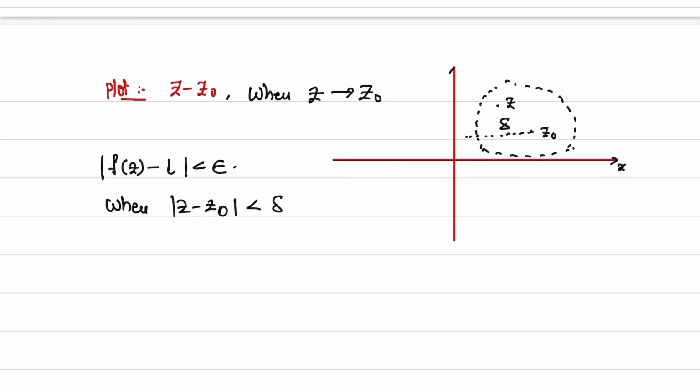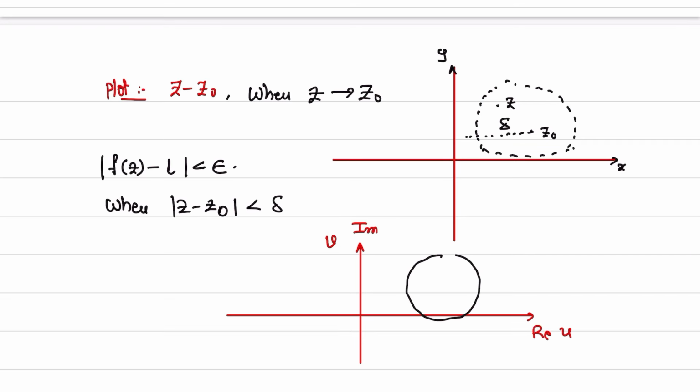This is the xy plane. Then it will be transformed to the UV plane. This is the transforming process I am explaining to you. This is real, this is imaginary, this is real U, and it will be transformed to like this. Somewhere here is function z corresponding to z, and z minus z0 here. Z minus z0 is less than delta, this is the delta, and function z minus L is less than epsilon.